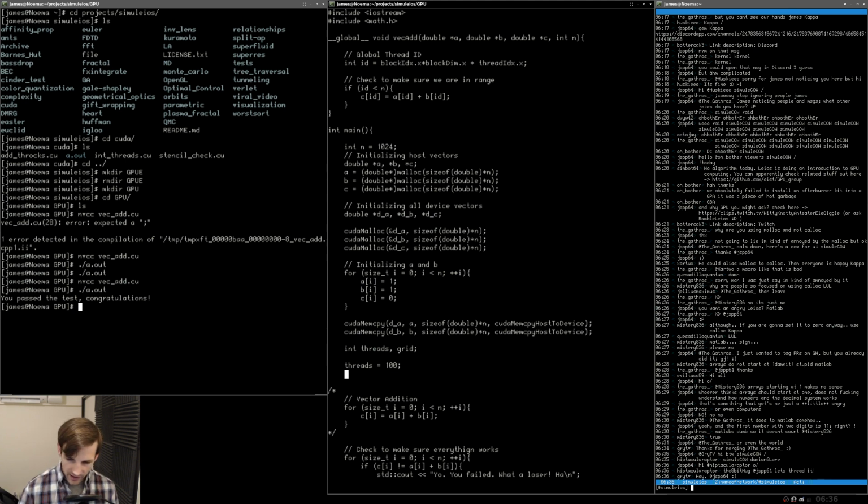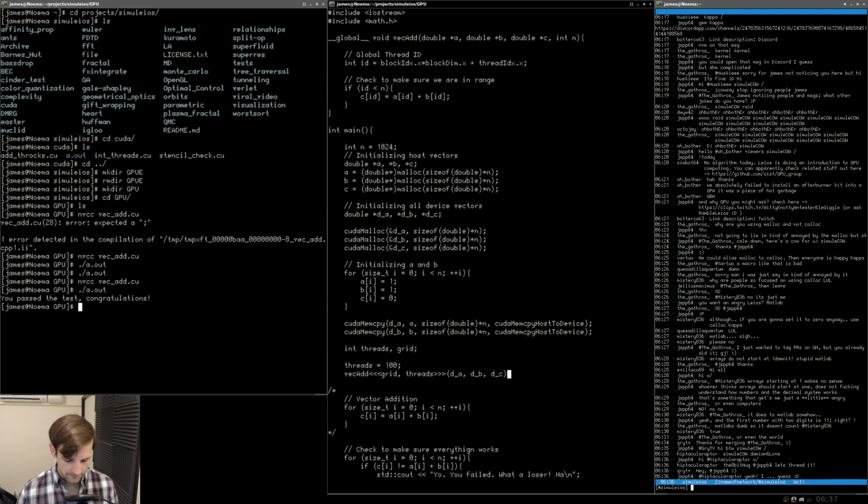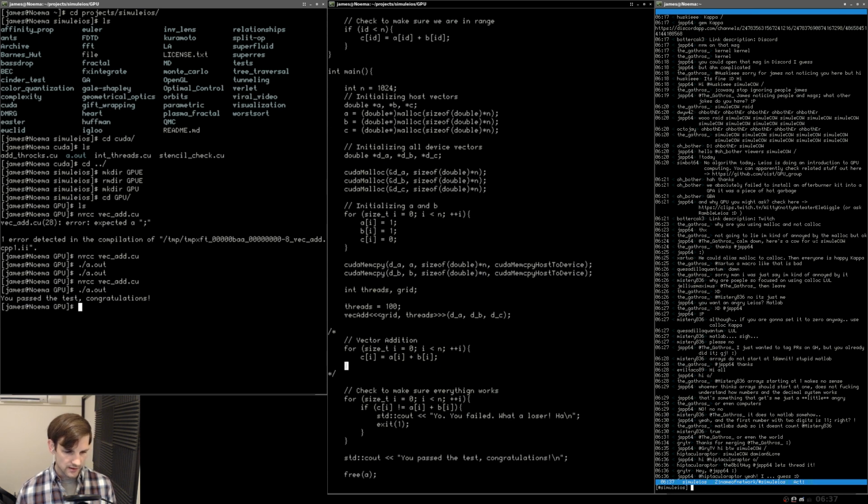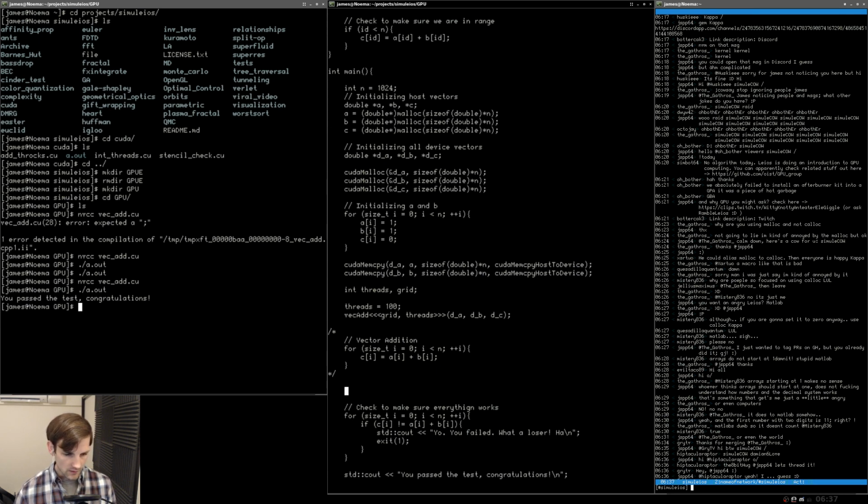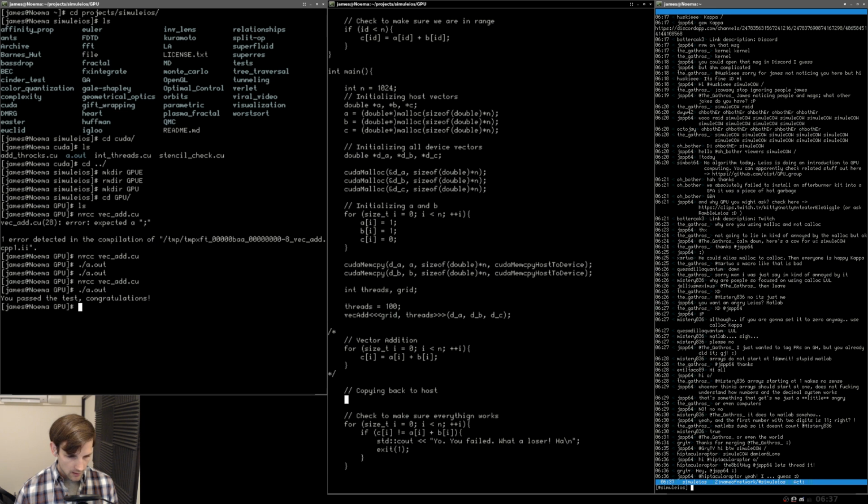So, no, the vector add is a bit weird because of how CUDA works. So it's just going to be grid, threads. And then we're going to do dA, dB, and dC. Okay? And then afterwards, we're going to copy it back to the CPU, copy back to the host. So copying back.